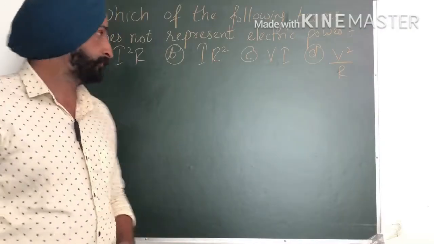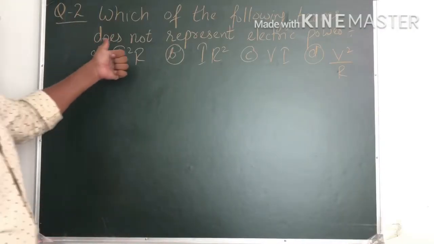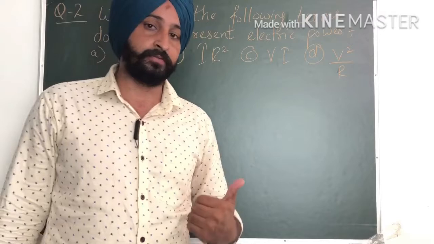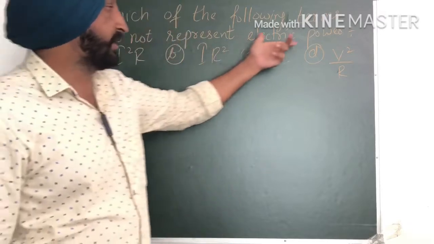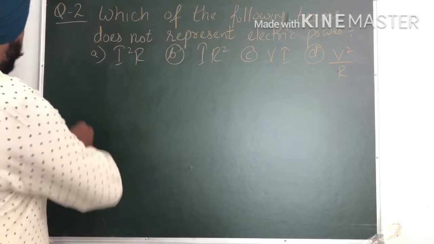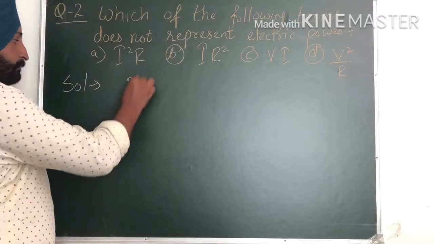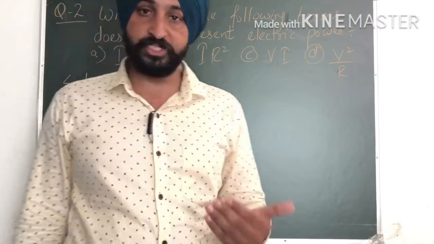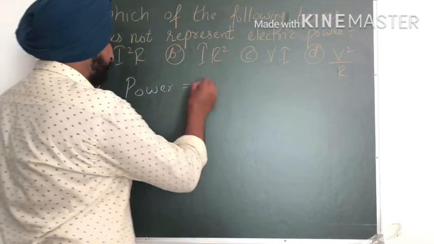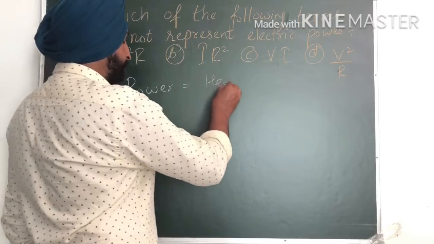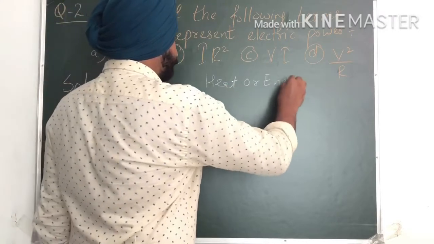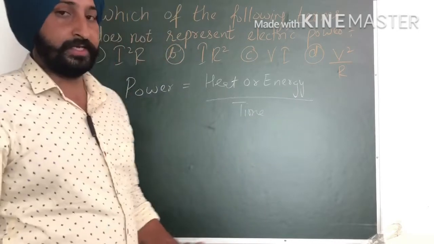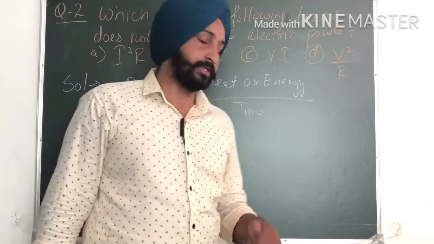So here is our second question. In this question, it is asked that out of these four formulas, which is not the formula for power, means which formula is not representing electric power. See, what are the different formulas for power? Power is of course the rate of flow of energy. So we denote power as flow of heat or energy per unit time. Fine. So we have already done a number of formulas for heat or for energy.